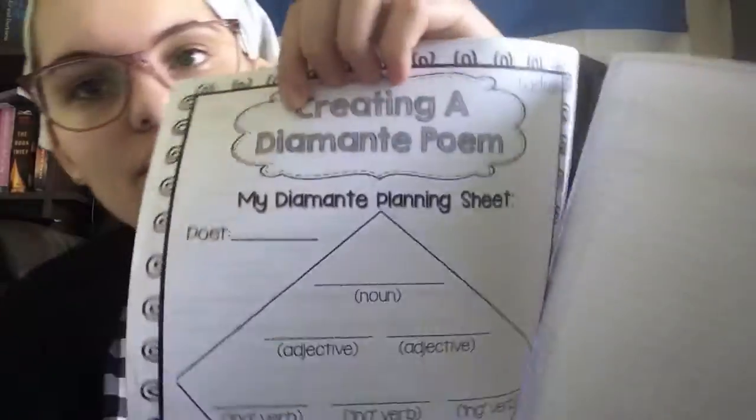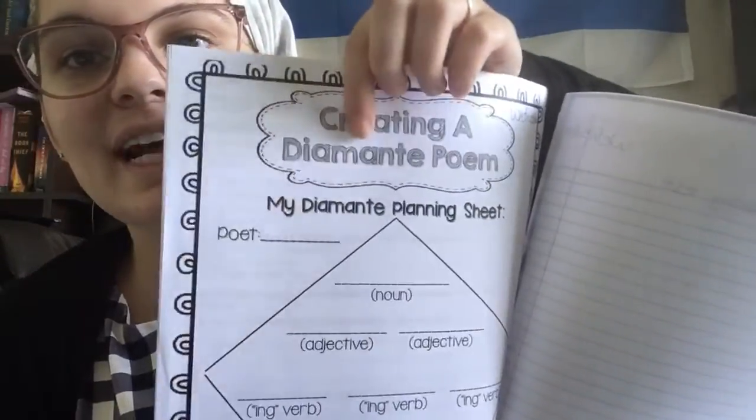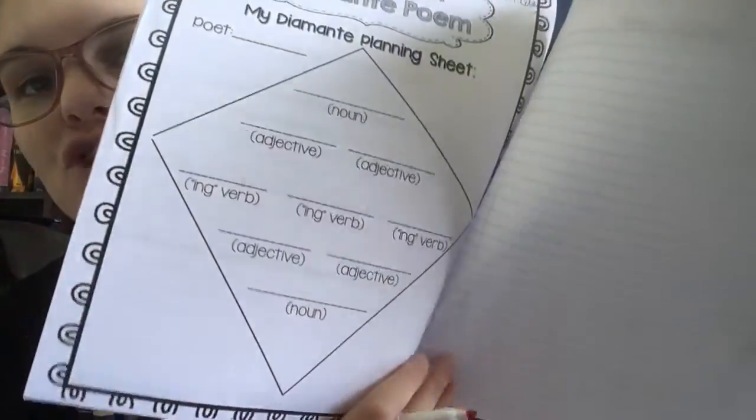Today, we're starting what are called Diamante poems. Diamante, if you look at how it's spelled, I'll show you how it's spelled right here. It looks like the word diamond, and that's because it's kind of shaped like a diamond, okay? So this is how we're going to do it.